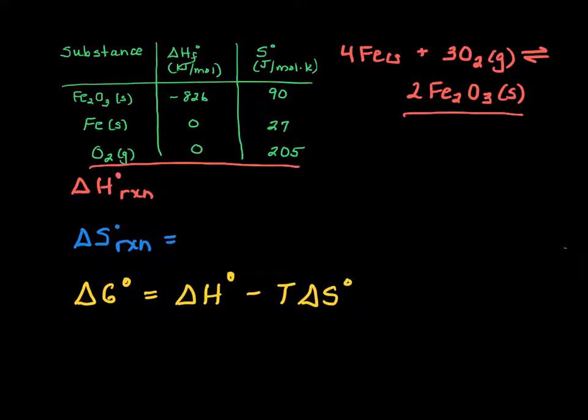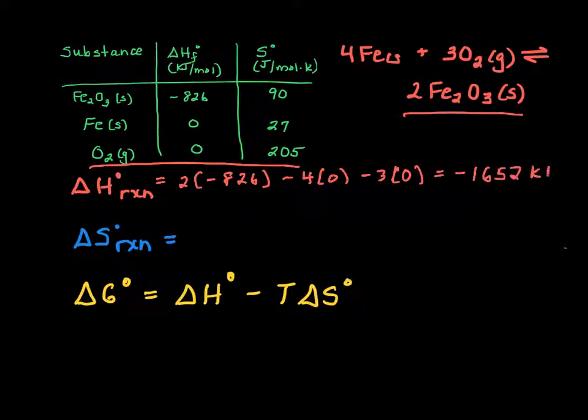So the first thing we're going to do is find the heat of reaction. Right? So products minus reactants. So 2 times the Fe2O3 minus 4 times iron minus 3 times oxygen, which is 0, gives us negative 1652 kilojoules.